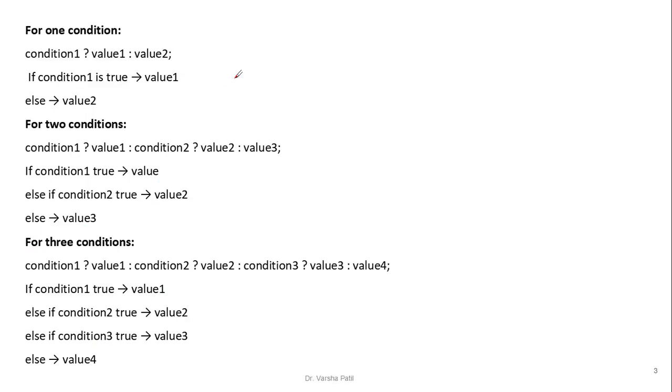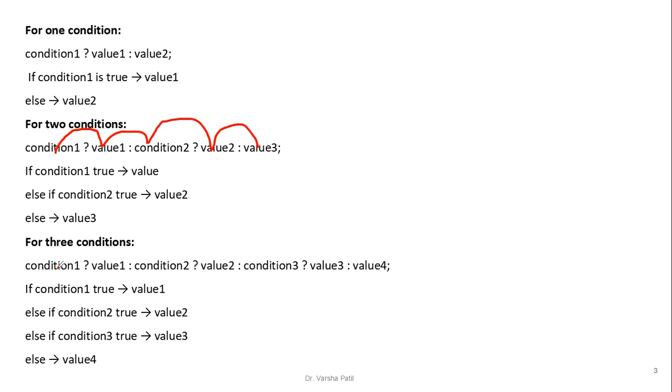Here in the conditional operator, it is not compulsory that we can write only one or two conditions. We can write any number of conditions as we want. But as conditions increase, the readability of the program decreases and it becomes difficult to debug. For one condition, it is condition 1 question mark, value 1 colon value 2. If the condition is true, value 1, else value 2. For two conditions, it will be condition 1, if true, value 1, else it goes to condition 2. If condition 2 is true, then value 2, otherwise value 3.